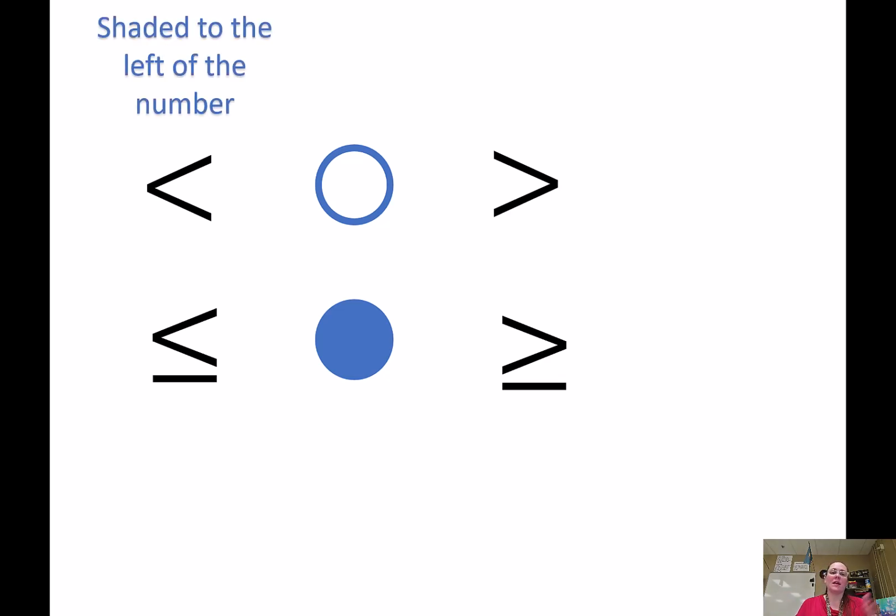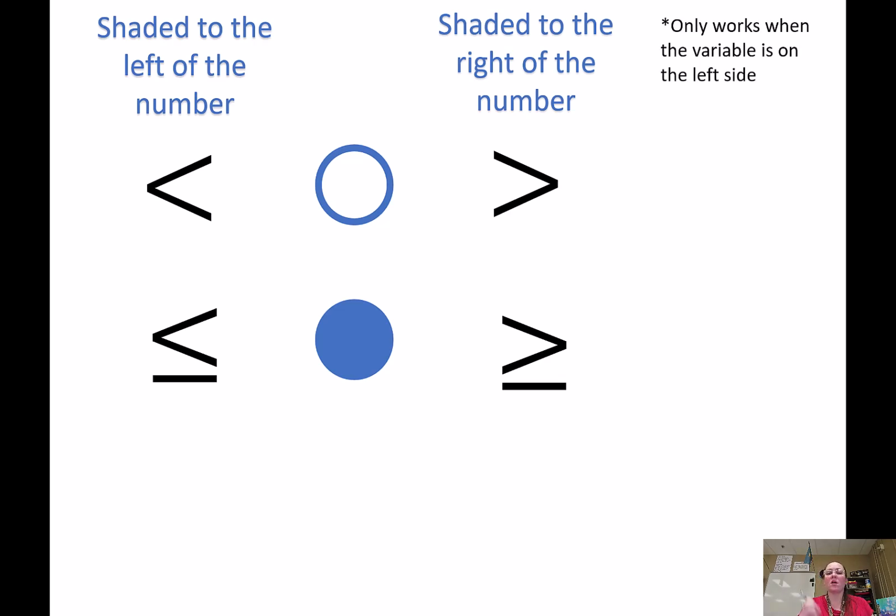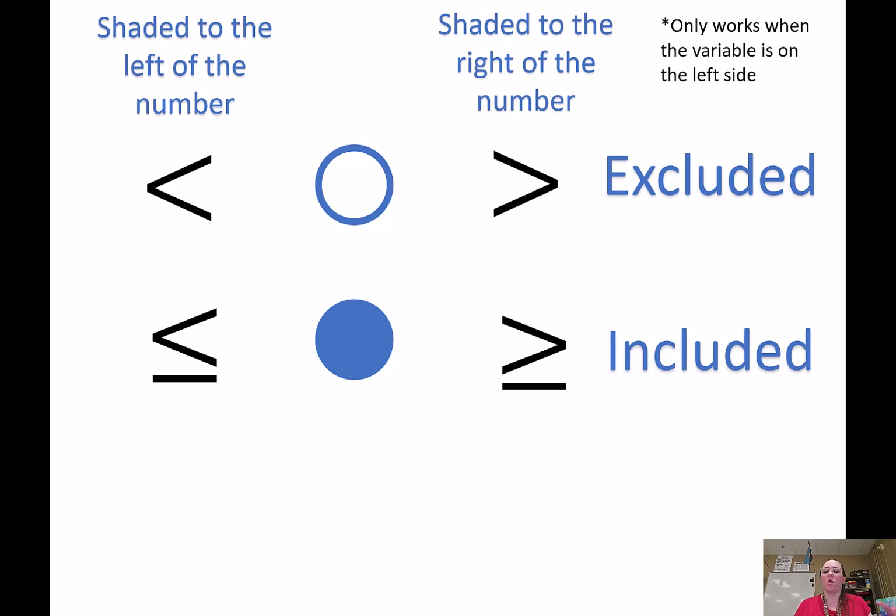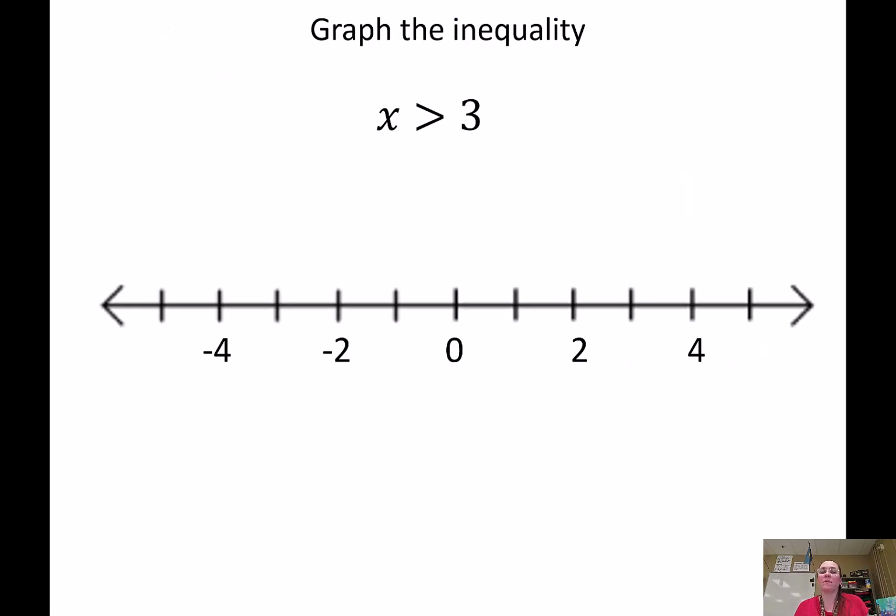So less than, we shade to the left of the dot or the number. Greater than, we shade to the right. Now again, note this only works if our variable is on the left side, okay? Otherwise, we have to really think about what we're looking for, okay? Do I want my x to be larger or smaller than my given solution? And again, remember, open dot means we're excluding the number, closed dot means we're including.